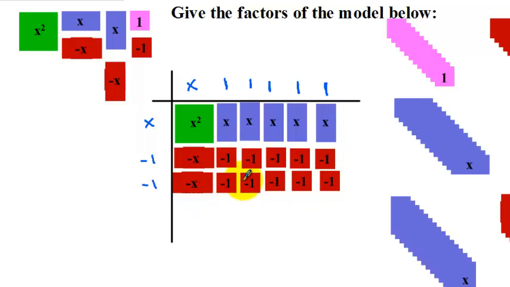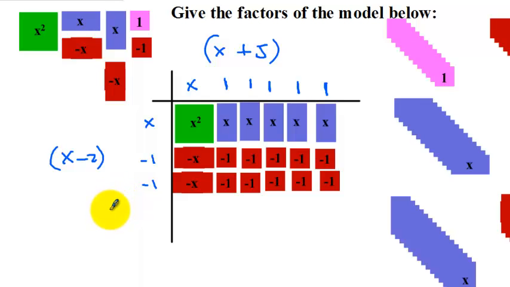Now what about these tiles? Let's try to check. Is negative 1 times 1 equal to negative 1? Yes, it is. So any negative 1 times a positive 1 will give us a negative 1. Okay, so our factors are all correct. So I will now have x, 1, 2, 3, 4, 5, plus 5. And here I will have x minus 2. So this will be the factors.